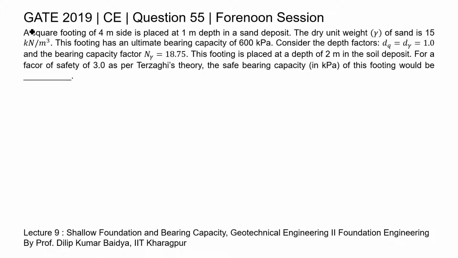This is question 55 of the Civil Engineering paper of GATE 2019 forenoon session. A square footing of 4 meter side is placed at 1 meter depth in a sand deposit. The dry unit weight of sand is 15 kilonewton per meter cube. This footing has an ultimate bearing capacity of 600 kilopascal. Consider the depth factor dq equal to d gamma equal to 1 and the bearing capacity factor N gamma is equal to 18.75.